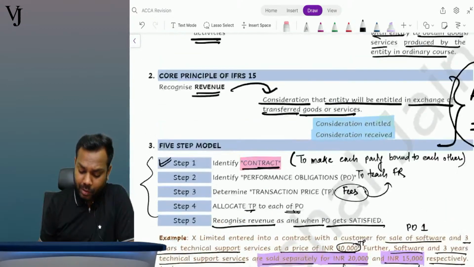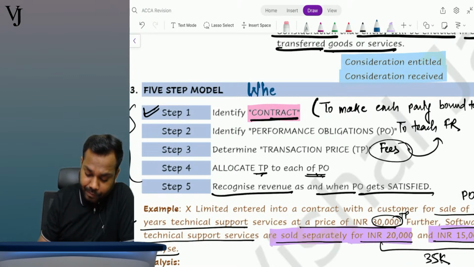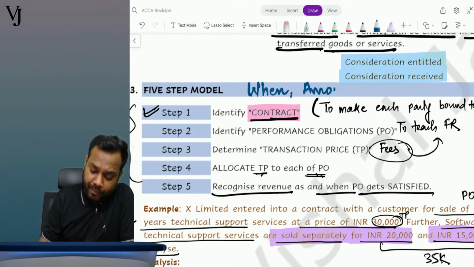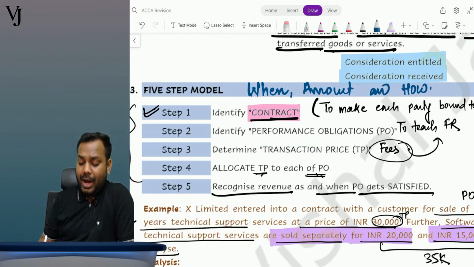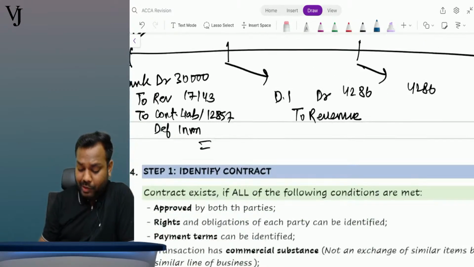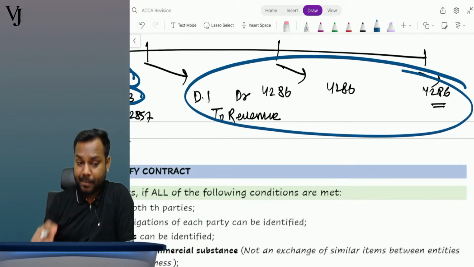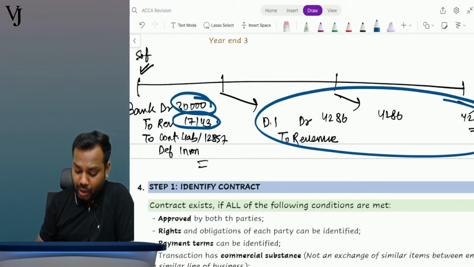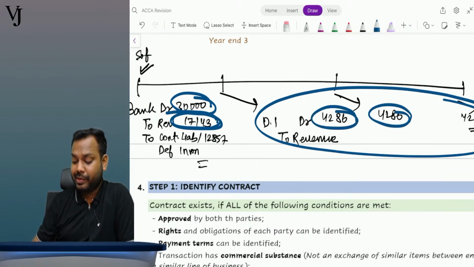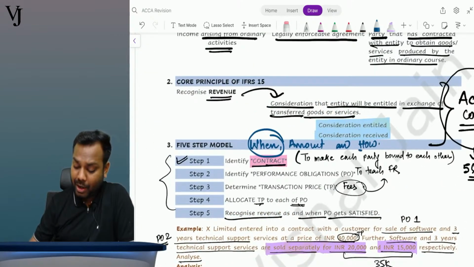Okay, so the purpose of this 5-step model is to tell you 3 things: when, amount, and how. So when do you need to recognize revenue? See, though you have received the 30,000 here, partially you are recognizing now and partially you are recognizing in the future. That is when. Amount: you are recognizing 17,143 here, 4,286 here, 4,286 here and 4,286 here. This gives me the amount. How? I will be answering that later.